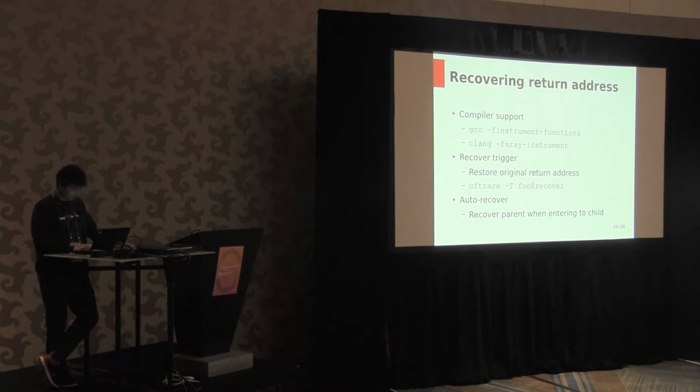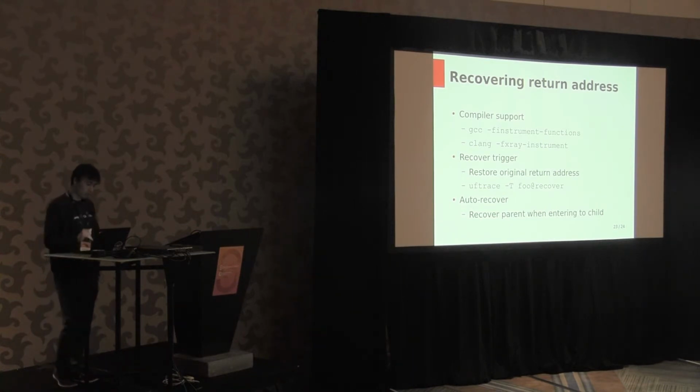Or you can use the recover trigger in uftrace. By using the -T option, you can specify a function, and then it returns the original address during the function execution. So if you know the exact function that caused trouble regarding the return address handling, you can use this recover trigger to work around the problem. But it's hard to know which function generates that kind of problem.